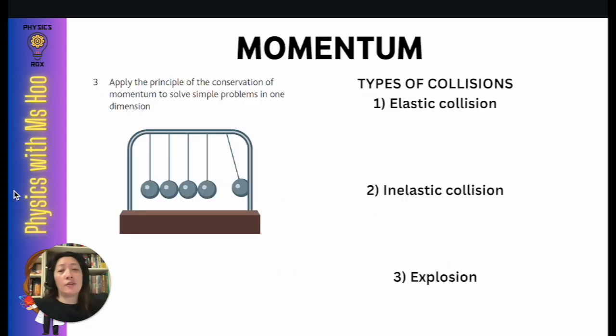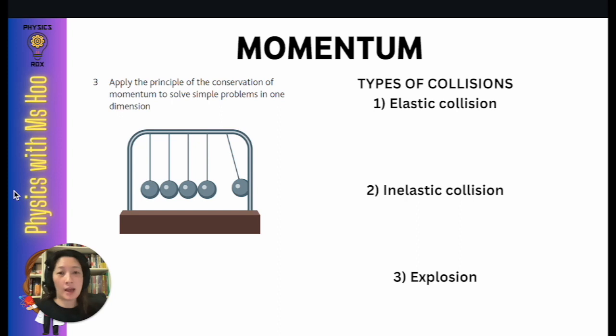Now, in addition, you also need to know how to apply the principle of conservation of momentum to solve simple problems in one dimension. So why one dimension is mentioned here? Because in the real world, collisions can happen in all directions. So rather than look at all the different directions, in IGCSE we just solve the problems that are all in a straight line. Much easier.